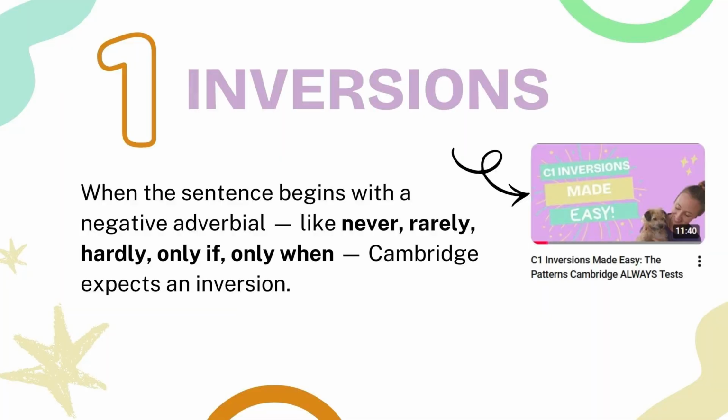The first pattern is inversions. If you haven't already, check out my inversion video. The link will also be in the description. That will clear it up for you. In that video, I go through all the different inversion types that you can expect in the C1 exam. So when a sentence begins with a negative adverbial like never, rarely, hardly, only if, only when, Cambridge expects an inversion. You don't need to memorize every single sentence. You just need to recognize the trigger. The trigger in this case being those words.